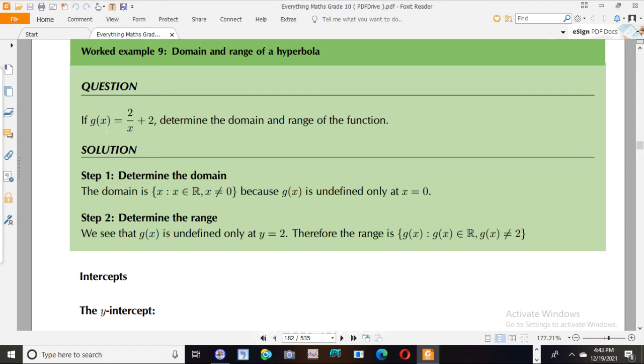Question: if g of x is equal to 2 over x plus 2, determine the domain and the range of the function. Solution: step 1, determine the domain. The domain is x is an element of the real numbers, x is different from 0, because g of x is undefined only at x is equal to 0. Determine the range. We see that g of x is undefined only at y is equal to 2. Therefore, the range is g of x is an element of the real numbers, g of x is different from 2.